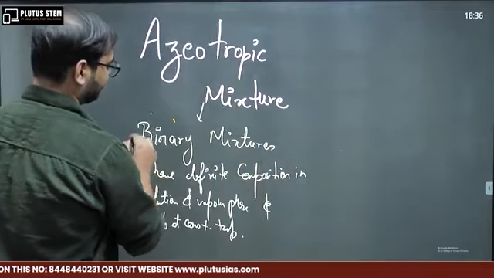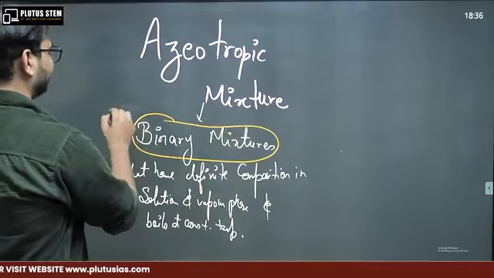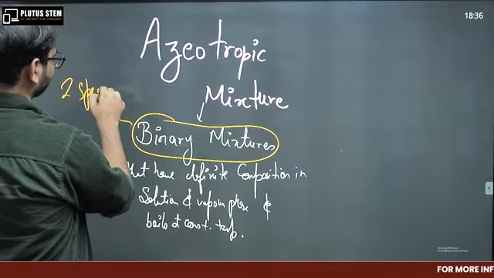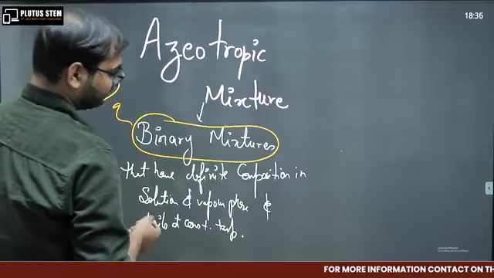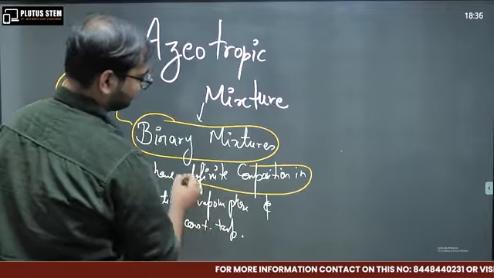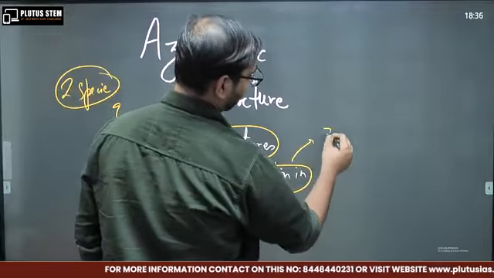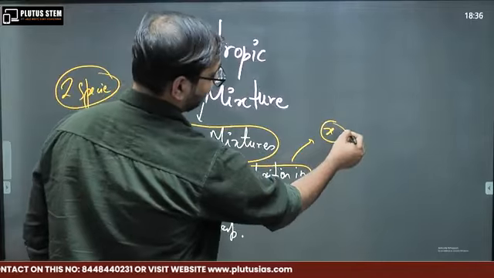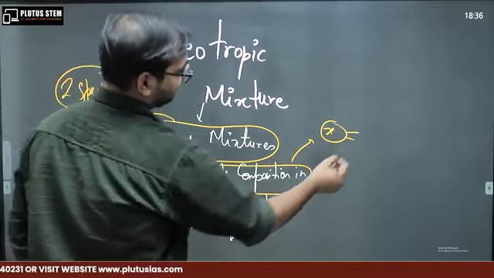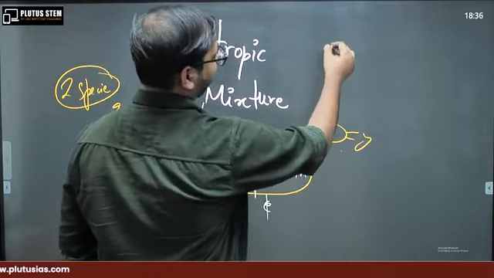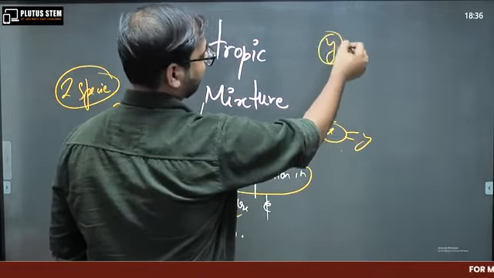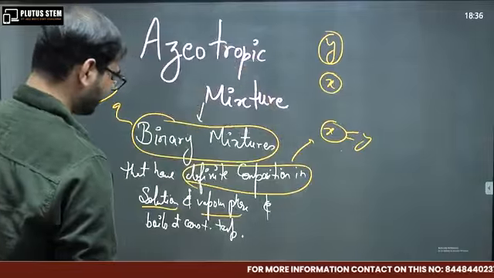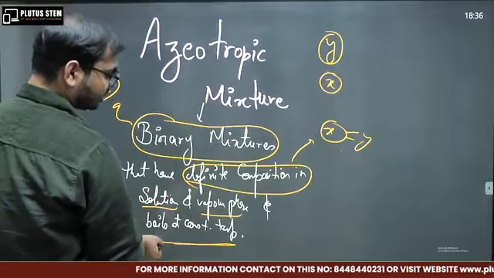First thing, binary mixture, where binary means comprising two species. Then we have definite composition, which means they have a definite mole fraction in the solution phase as well as in their vapor phase. As per Raoult's law, we represent mole fraction by Y in the gaseous phase, and in the solution phase it is represented by X. And they boil at a constant temperature.